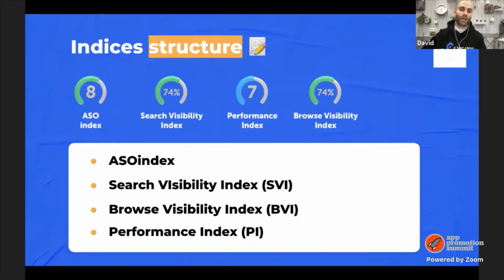Let's take a look at the index system. For now, we have developed 4 indexes. The first is the ASO index, of course, and then search visibility, browse visibility, and performance index. Let's talk about them in detail.